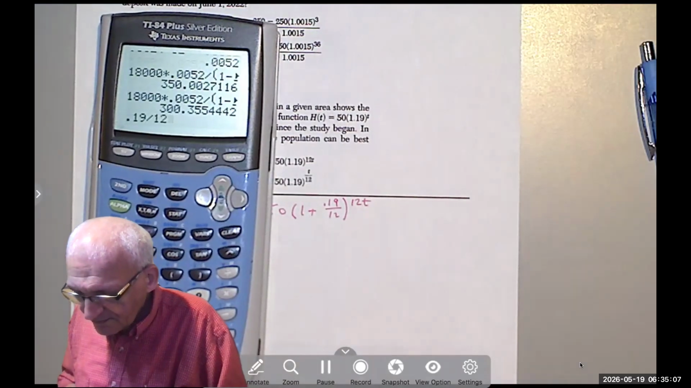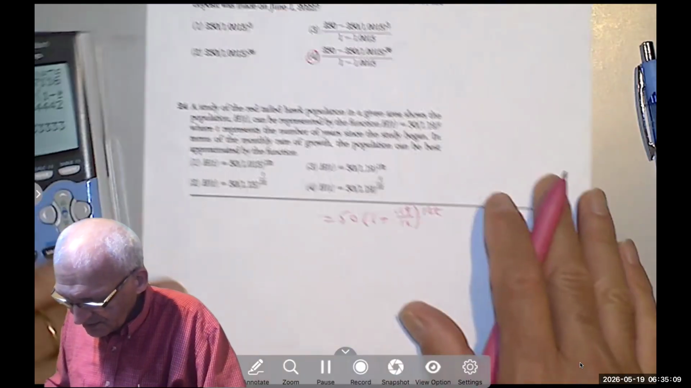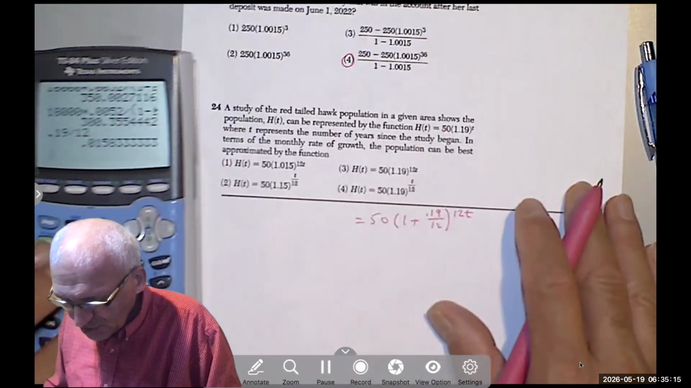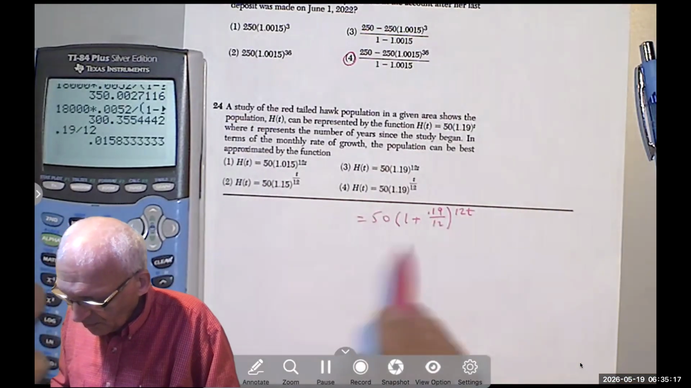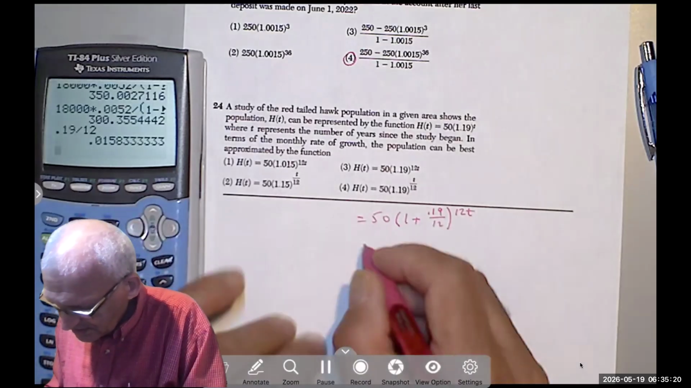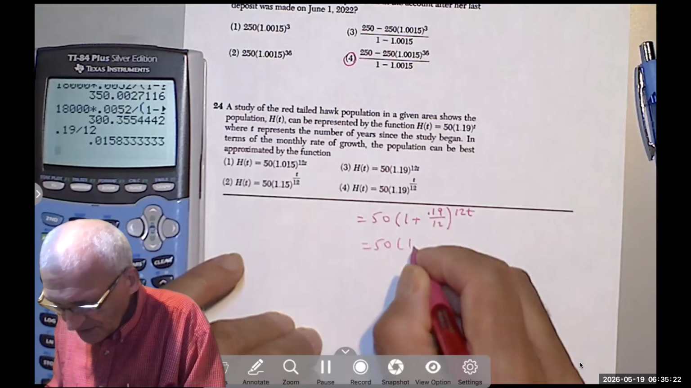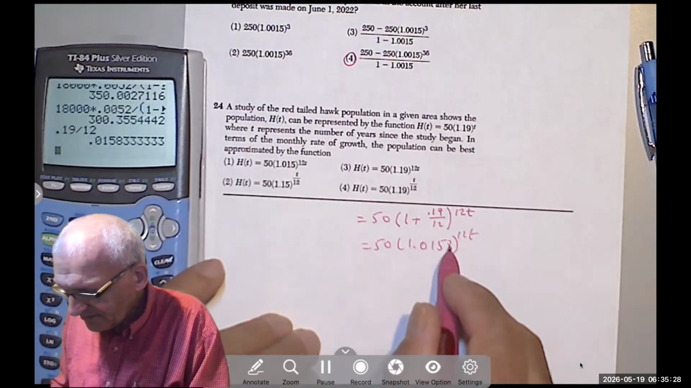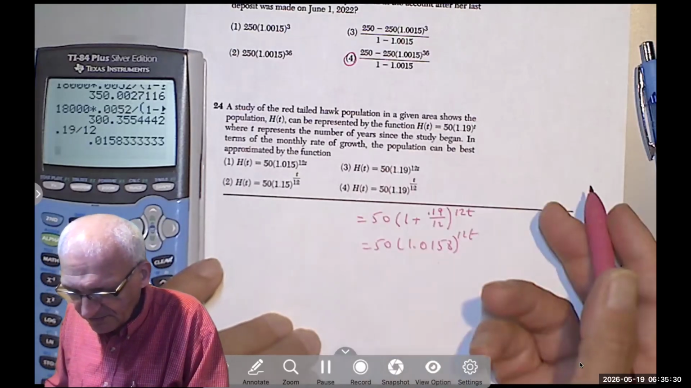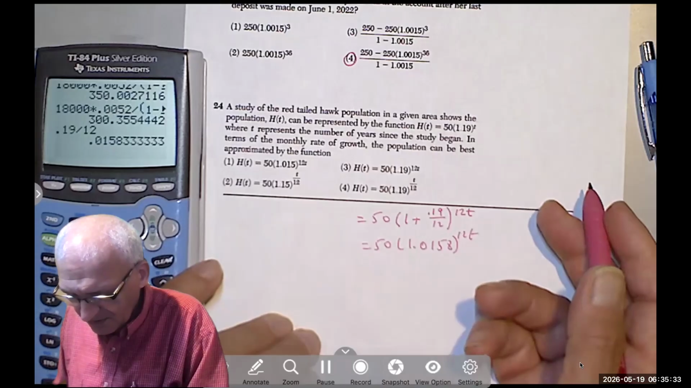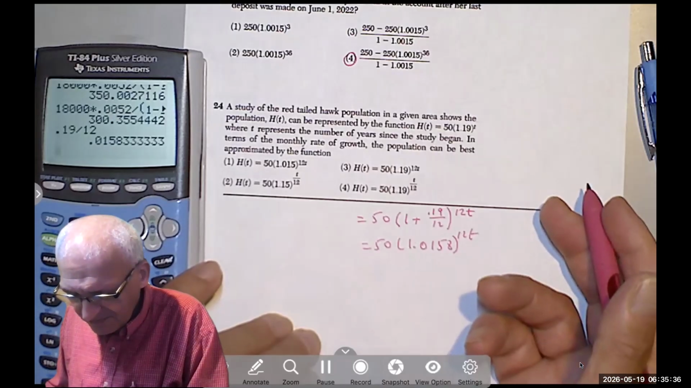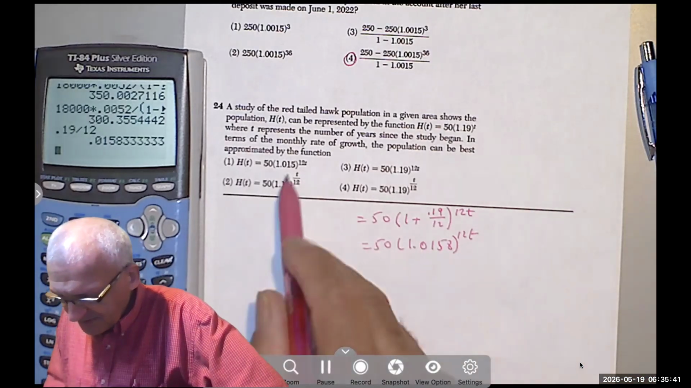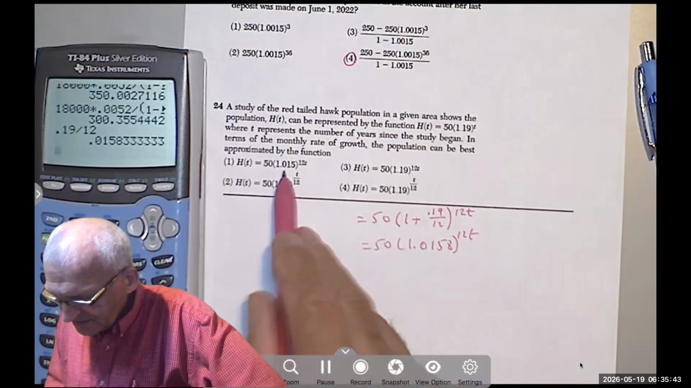0.19 over 12 is 0.0158. Well, 1 plus that is 1.0158, so this is 50 times 1.0158 to the 12t. Well, they don't have 8. In fact, it should be 6, not 5, right? Am I doing something wrong? No, 0.19 over 12 is exactly 0.015, and 1 over 12 would give you the 833. So that should have been 16, not 15.